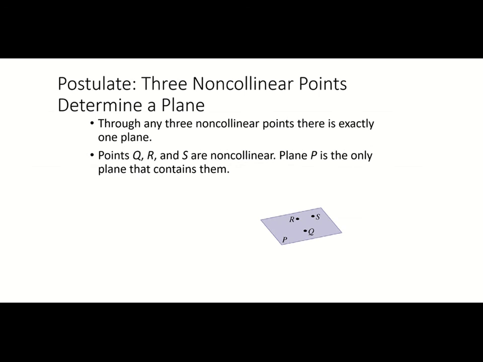All right, the last postulate that we're going to talk about in this section is the postulate that three non-collinear points will always determine a plane. If you recall, it takes 2 points to make a line, but any three non-collinear points, so that means they can't be on the same line, will determine a plane. So through any three non-collinear points, there's always exactly one plane. Here we have points R, Q, and S. They're non-collinear. They're not all in the same line. So that makes them on the same plane. They define a plane, and they've called it plane P.